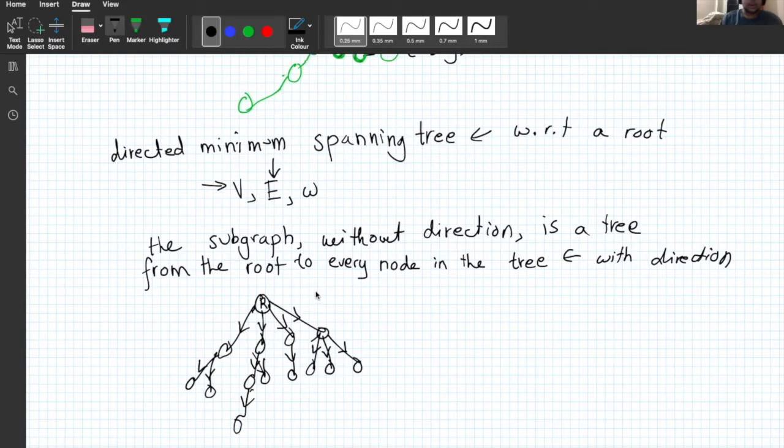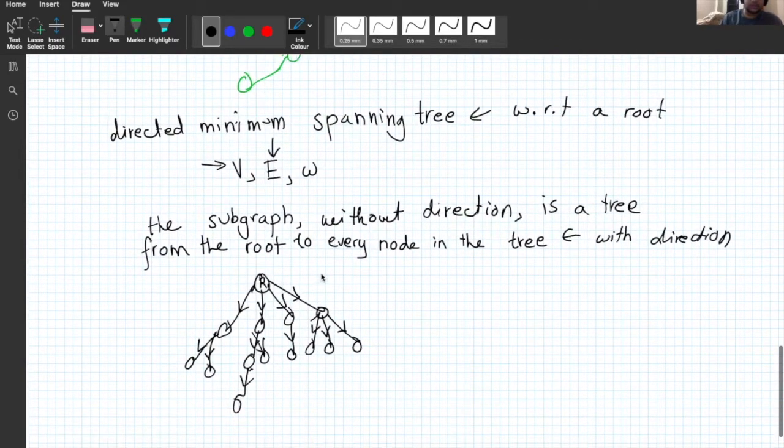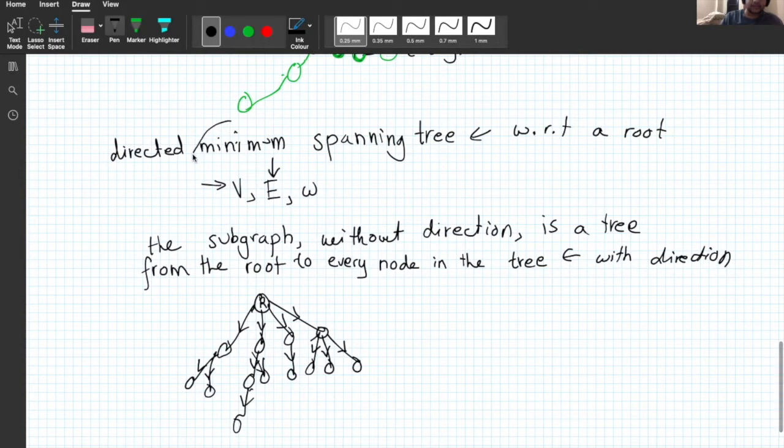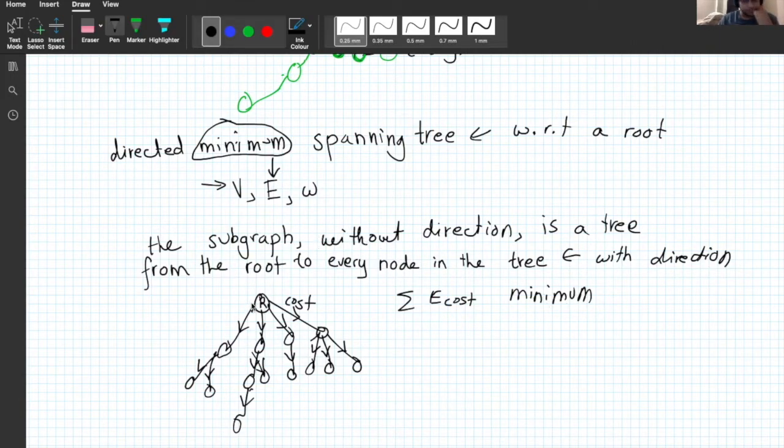And the minimum stands for itself, but the idea is that each edge has a cost with it, and so the sum of the edge costs is minimum. So you have to select the subset of edges so that the total cost is a minimum and it satisfies this property.